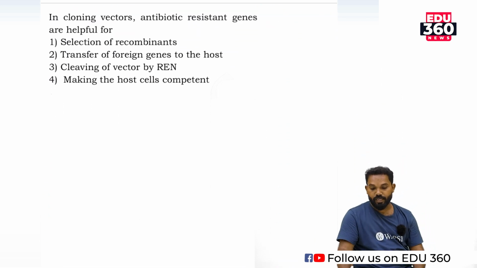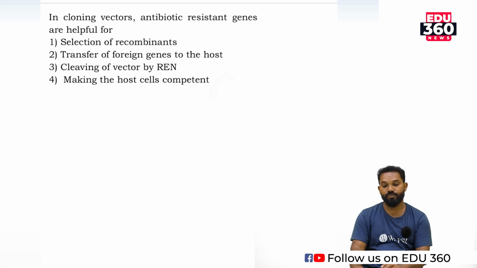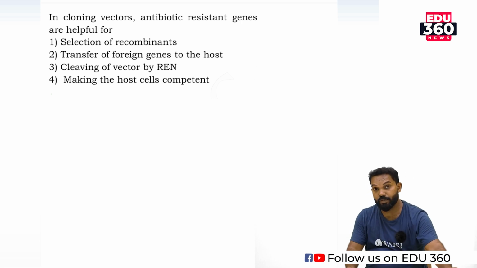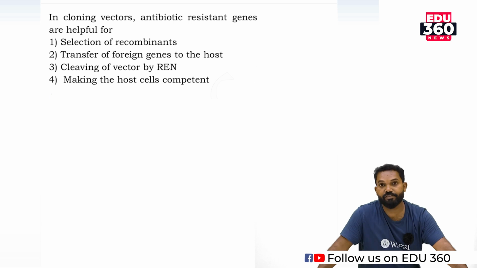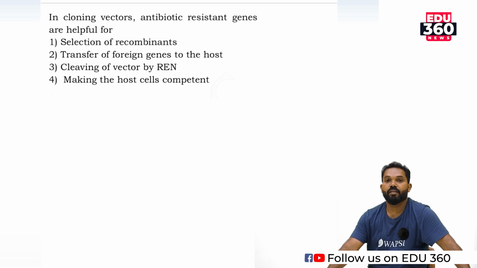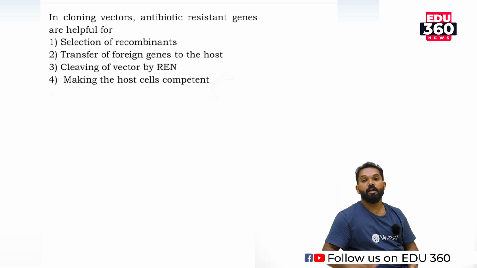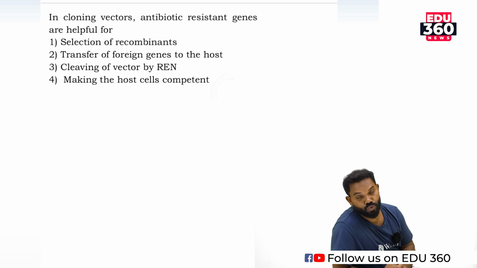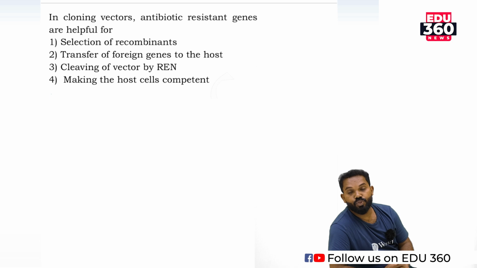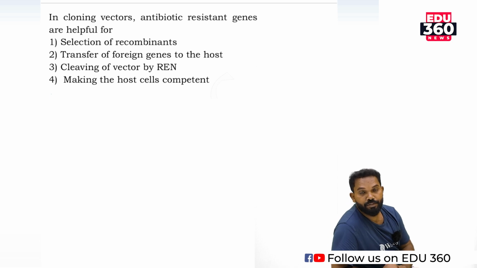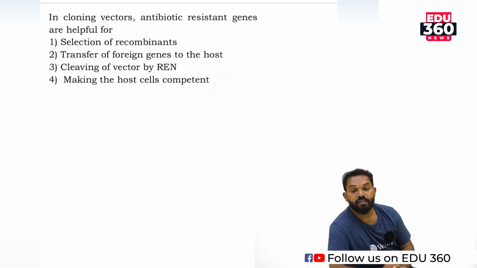In a cloning vector, antibiotic resistant genes are helpful. We have heard about antibiotic resistant genes and also cloning vectors. In our second year chapter, Biotechnology: Principles and Processes, there is a diagrammatic representation of a cloning vector, that is pBR322. pBR322 is a cloning vector having two antibiotic resistant genes, one for ampicillin and one for tetracycline. There are two regions, the tetracycline resistance region and the ampicillin resistance region.